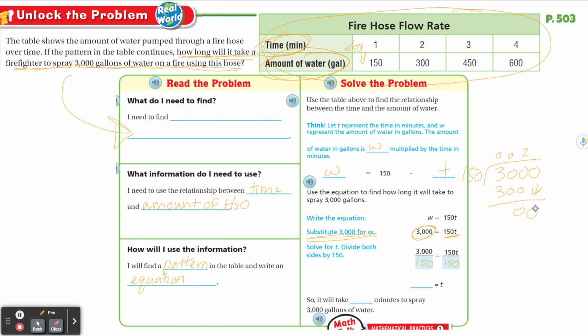Bring down that last zero and we'll have 0. So 20 minutes is our time. It'll take 20 minutes to spray that 3,000 gallons of water. Take a second and make sure that you have this filled in, because this is kind of a lot to think about when we're doing these.